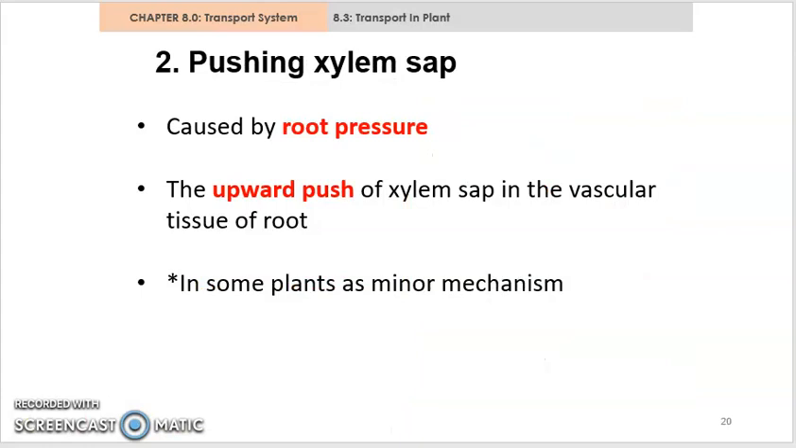Okay, and then now we proceed to pushing xylem sap. Tadi yang kita discuss adalah pulling xylem sap. Okay, so now we look at pushing xylem sap. So pushing xylem sap is caused by root pressure. Okay, so apa tu root pressure? The upward push of xylem sap in the vascular tissue of root. Okay, and then in some plants as a minor mechanism.